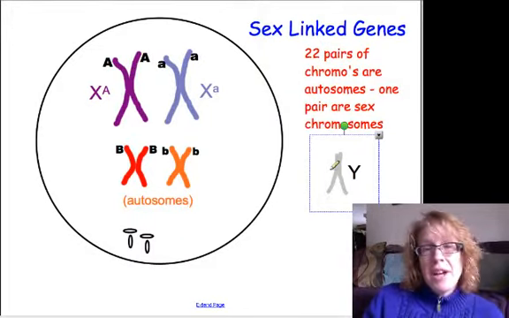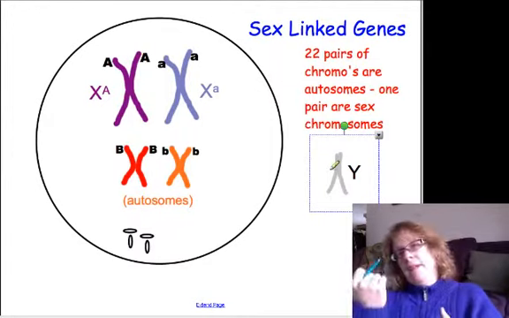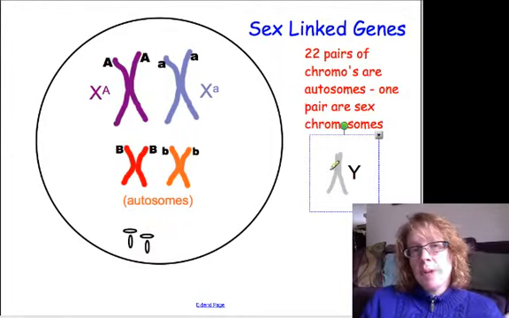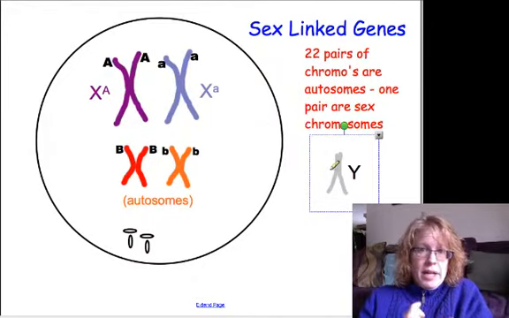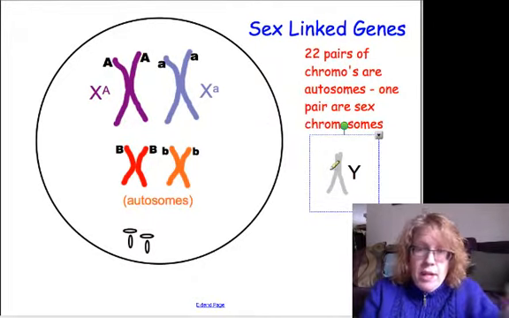So we've got segregation, right? Big A goes that way, little a goes that way. We've got independent assortment, that the big A pair is different than how the little a pair is lined up, based on how the tetrads line up and attach.